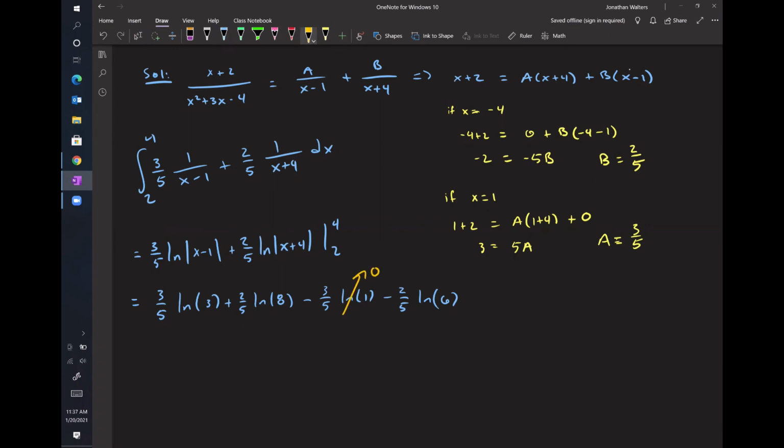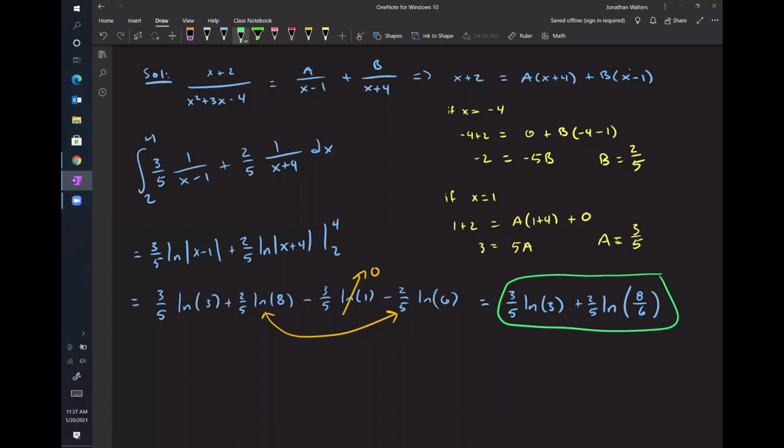And I could combine these two since they have the same coefficient. I could say this is going to be 3/5 natural log of 3 plus 2/5 natural log of 8 over 6, which of course could reduce to 4/3. So you could call it 3/5 natural log of 3 plus 2/5 natural log of 4/3.